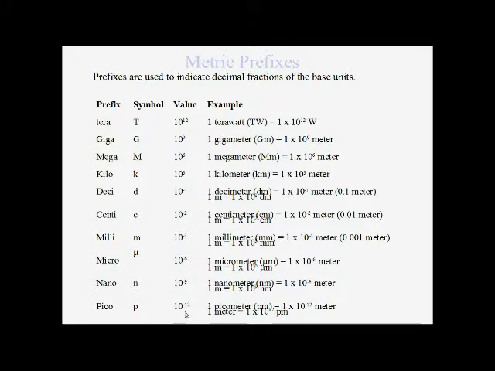One trillionth would be pico, symbol lowercase p. So it's 10 to the minus 12, one trillionth. All these symbols never stand alone. They always are in front of a symbol of a property, so in front of meters or seconds or grams or something like that.